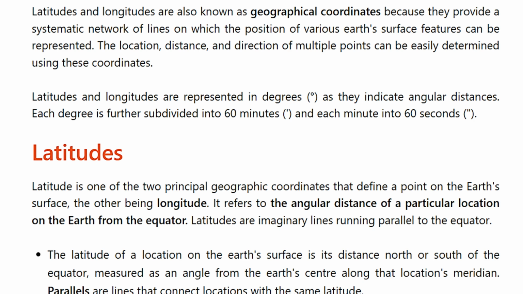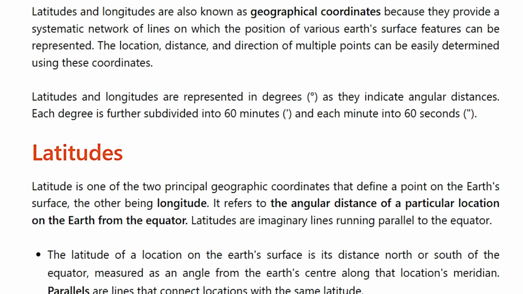Latitudes. Latitude is one of the two principal geographic coordinates that define a point on the Earth's surface, the other being longitude. It refers to the angular distance of a particular location on the Earth from the equator. Latitudes are imaginary lines running parallel to the equator. The latitude of a location on the Earth's surface is its distance north or south of the equator, measured as an angle from the Earth's center along the location's meridian.